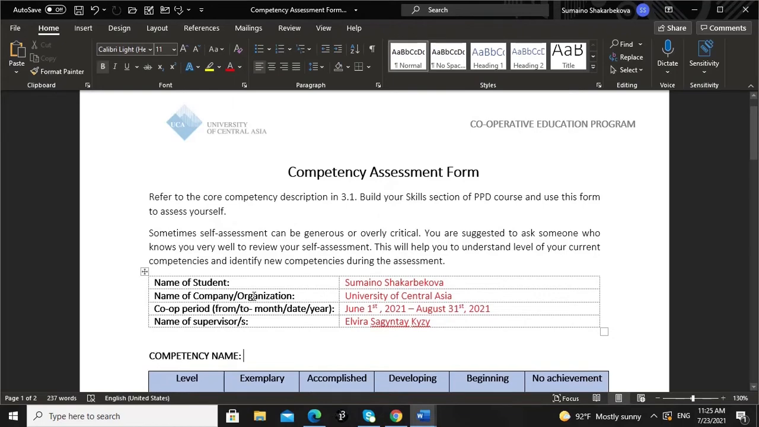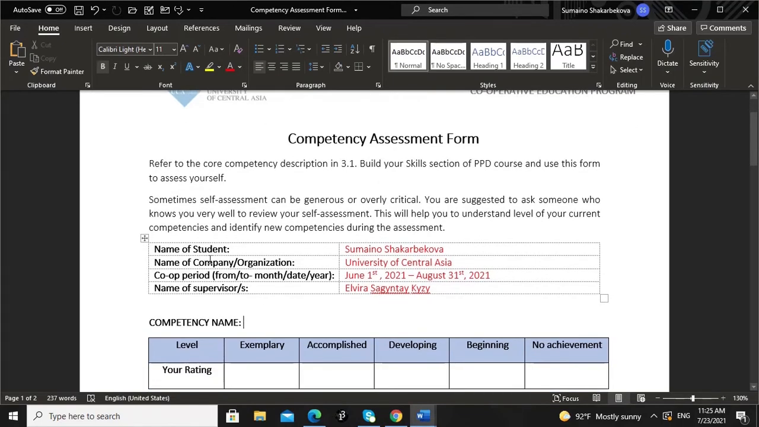In the beginning, the form asks for the name of the student, name of the company, co-period, and name of supervisor. So for the name of the student, for example, I have written my name, Sumaynosha Karbekova. Then it will ask for the name of the organization that students are working for. In my case, I am right now interning with University of Central Asia, so I have written my organization name as University of Central Asia.